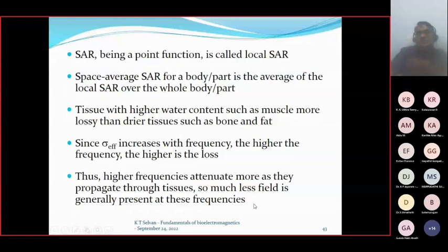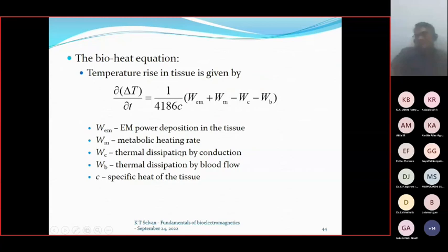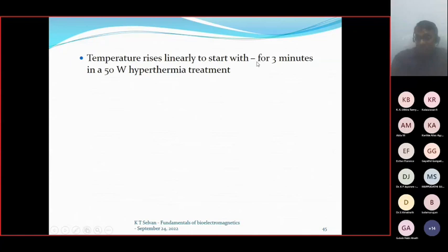Very quickly, I want to mention the bioheat equation. For example, in applications such as hyperthermia, when we heat by exposure to electromagnetic radiation, how does the temperature rise? Will the heat continue to increase linearly? Actually, no, because of the involvement of several factors. The temperature rise in tissue is given by this equation. Temperature rises linearly to start with. This is an interesting idea.